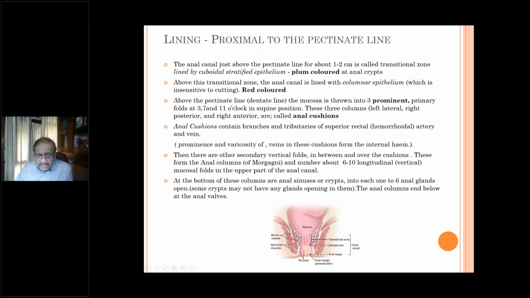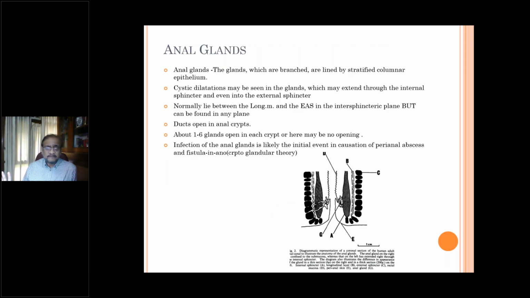Now, at the bottom of these, what lies out here? Sinuses or crypts, right? And below the crypts, you have the anal valves, which demarcate the pectinate line. And into these pits out here, what opens up? 1 to 6 anal glands, and there are other pits where nothing opens. It's not that every pit has to have an opening of an anal gland, right? There would be certain pits where there is no opening of an anal gland, right?